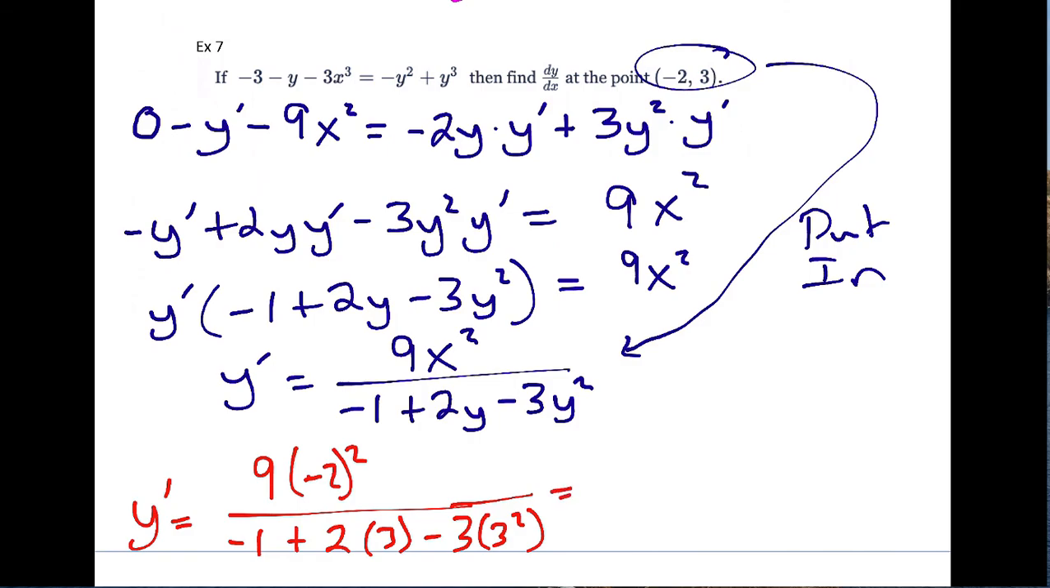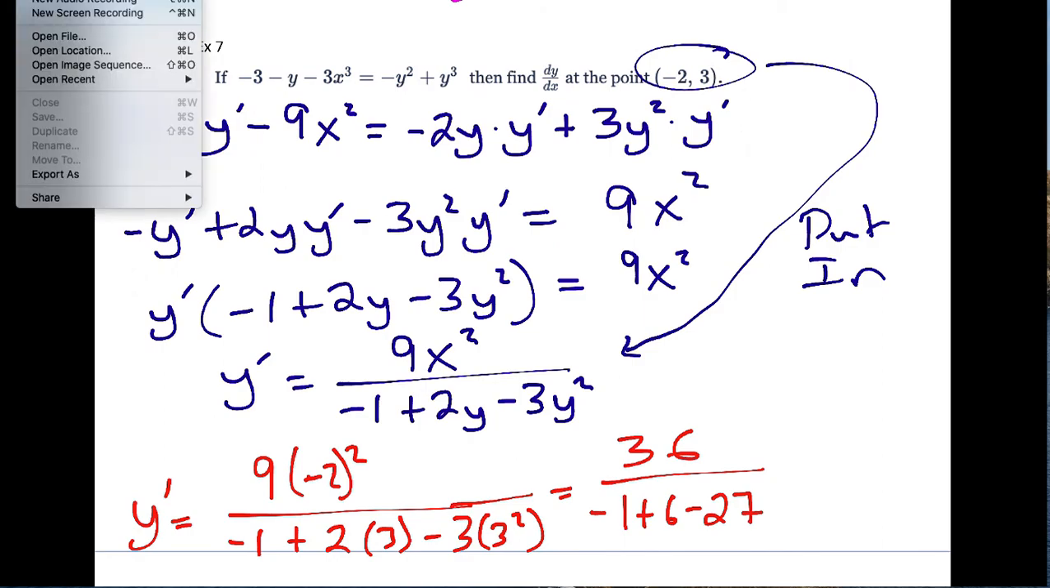If you want me to simplify this, this would be 36 over negative 1 plus 6 minus 27. So you can get that. 36 over negative 22 probably reduces, but whatever. That's it. Good luck. Take your time with these and make sure you check your mistakes if you make them.